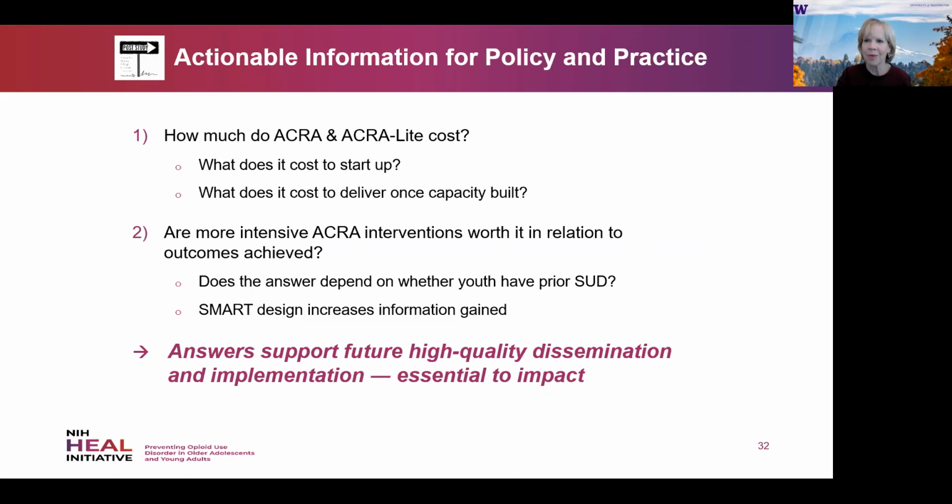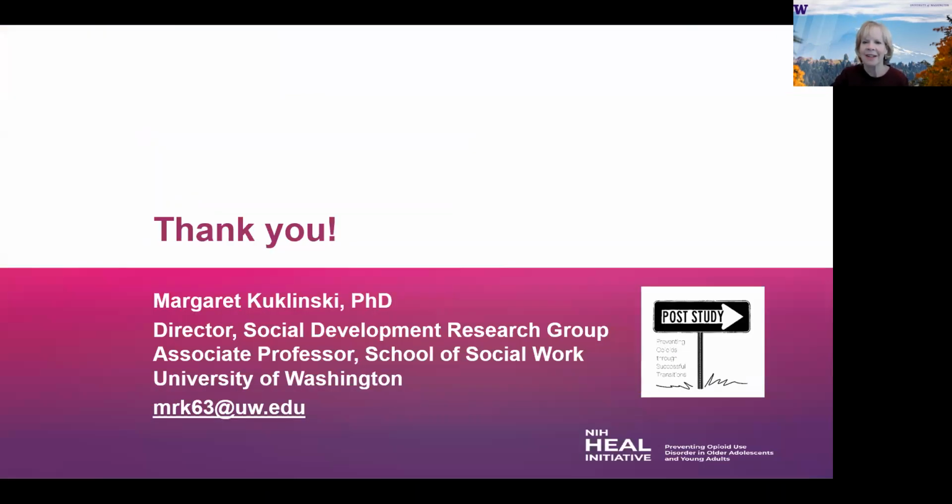But we'll also know information about which interventions are effective and for whom, and which are cost effective. And all of this information can help decision makers in future implementations invest at a level capable of achieving impact, and also know how to intervene with which populations to try to reduce the high rates of opioid use disorder in this population. Next slide.